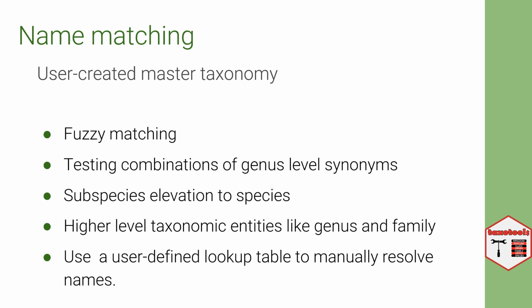Name matching, when we are having several lists, we can do this using a user created master taxonomy, and then we can have functionality of fuzzy matching the names, testing the combination of genus level synonymy. Sometimes the genus has changed, but the specific epithet remains the same across the two names. Subspecies elevated to species, higher taxonomic entities like trying to match with genus or family, and also user defined lookup tables for manually resolving the names wherever we have a list of names that we need to.